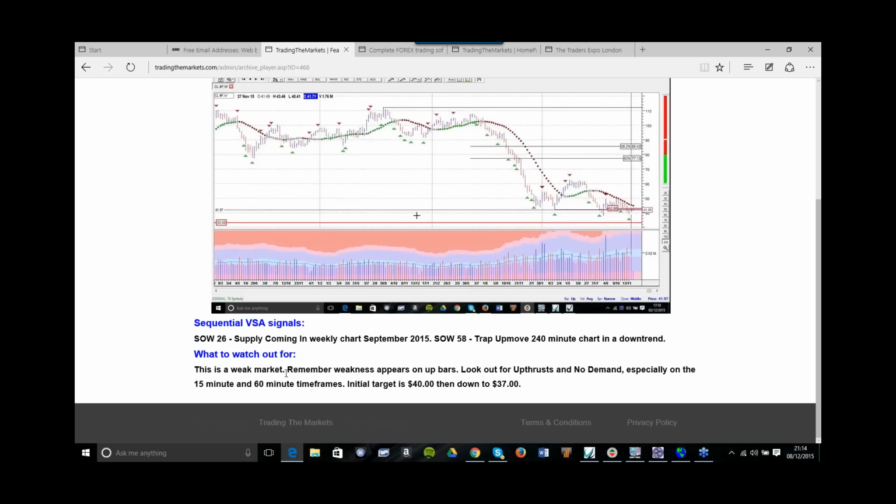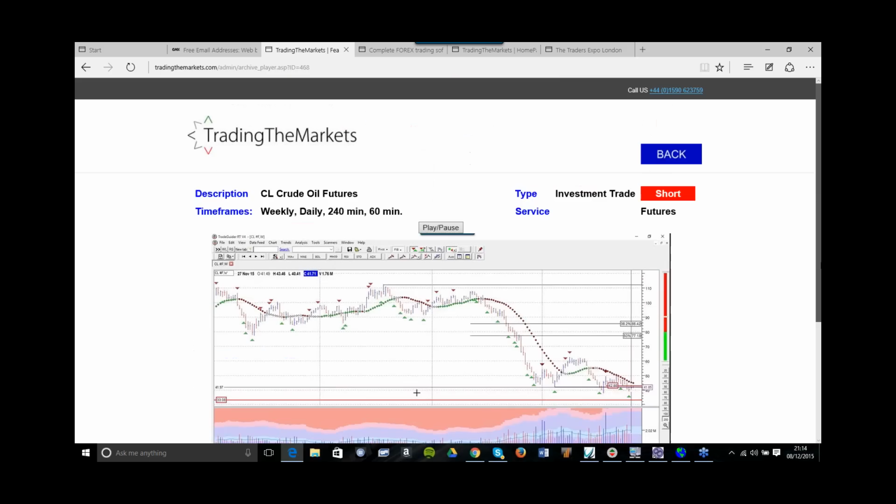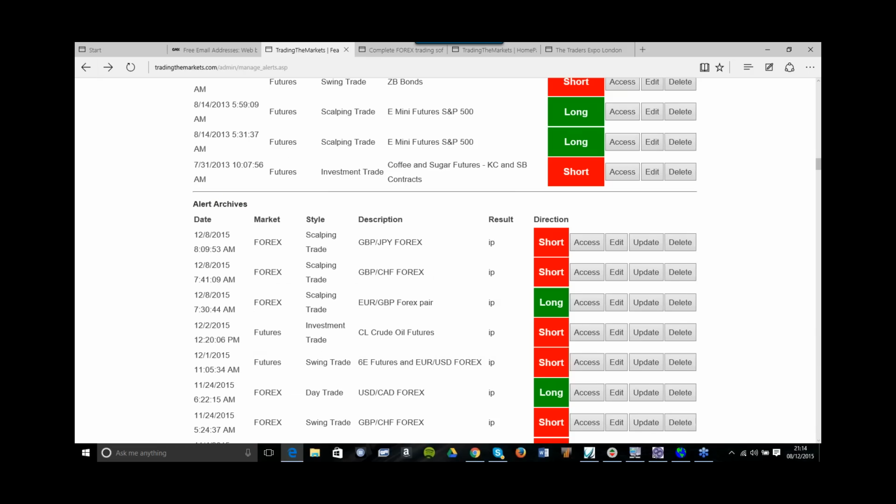This is a weak market, and this was sent out over a week ago now, so let's have a quick look at the date. We can just go back and I'll tell you exactly when it was sent out. I think it was the 2nd of December. Okay, so 6 days ago.